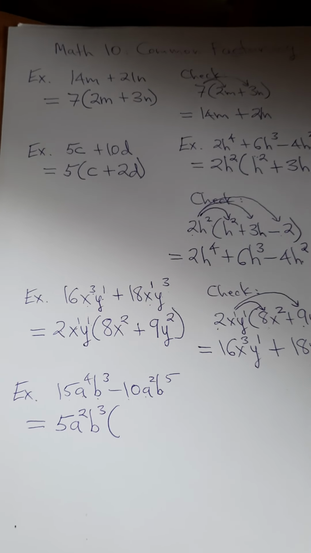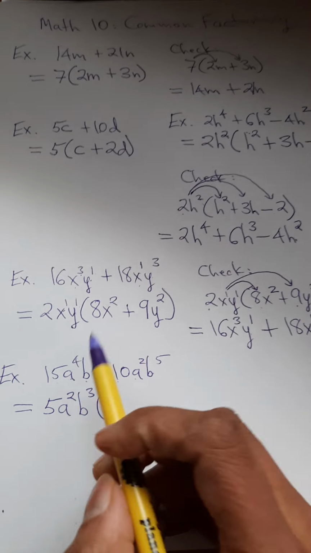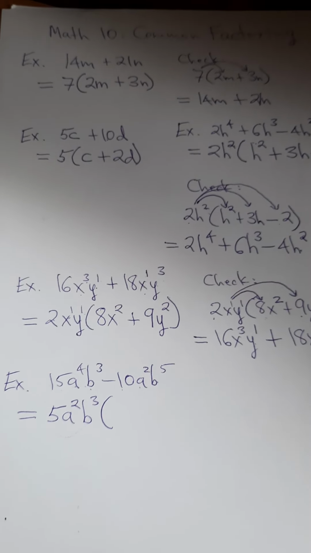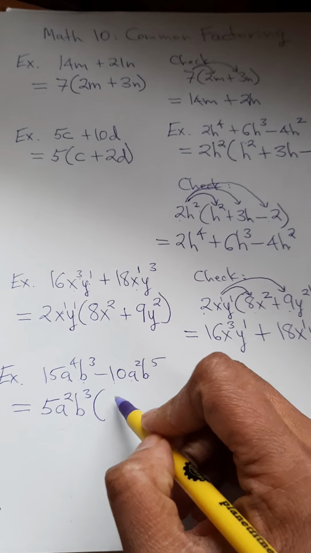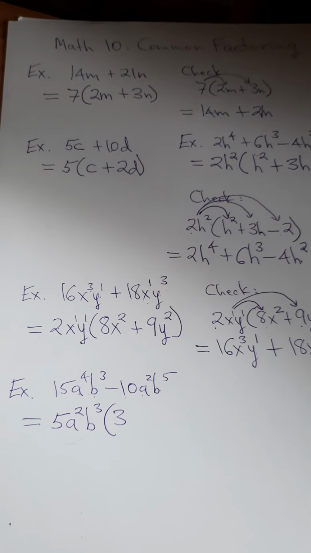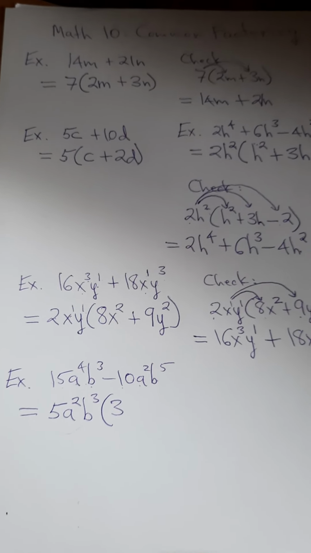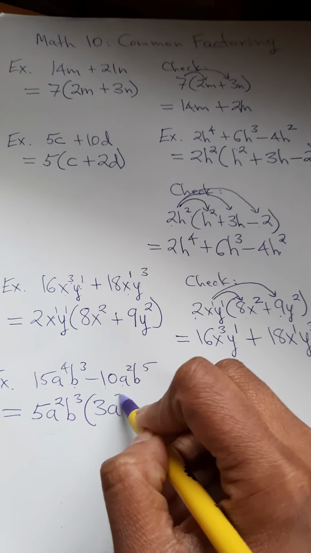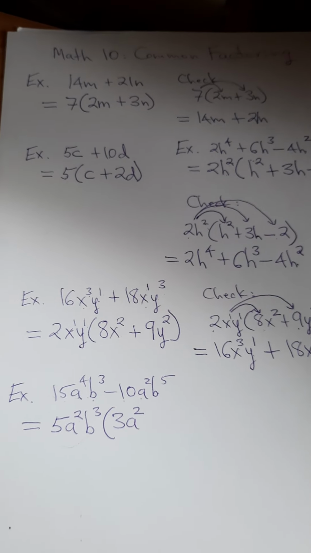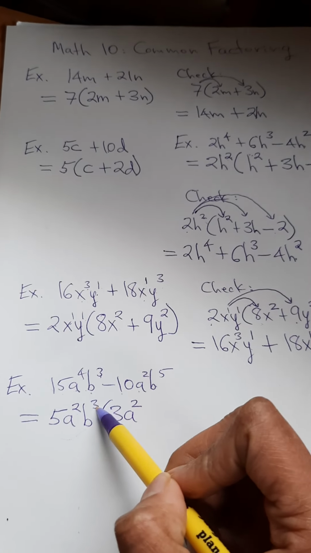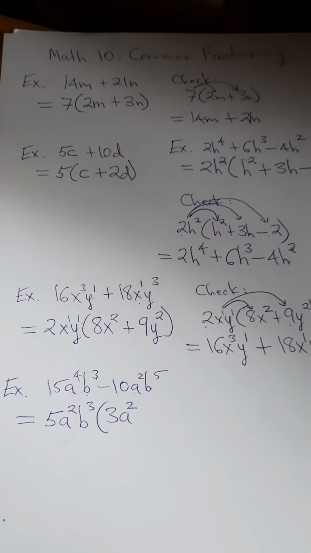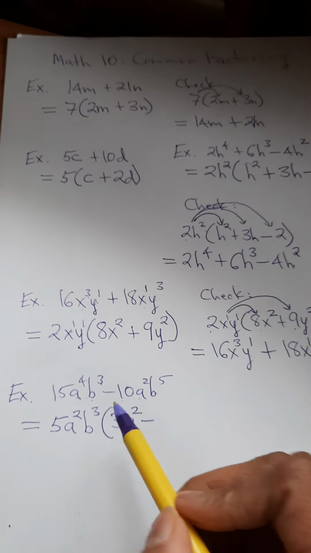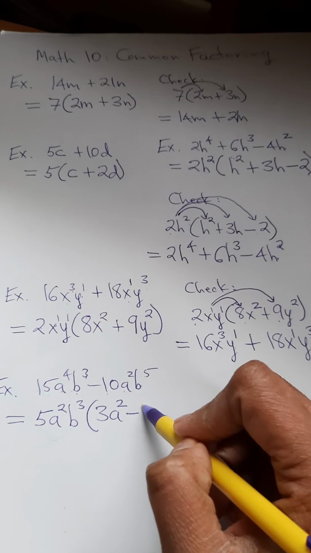Whatever you take out as the greatest common factor, you take each term and divide it by your greatest common factor. So 15 divided by 5 is equal to 3. Because I'm dividing, I'm just subtracting these exponents. For a, I'm doing 4 minus 2, so this is a squared. Look very closely: for b, I'm doing 3 minus 3, so the b is 0, and it's gone. Let's move to the second term. Negative 10 divided by 5 is negative 2.